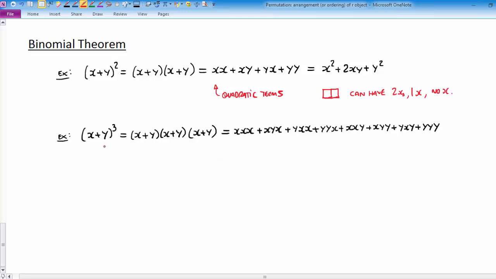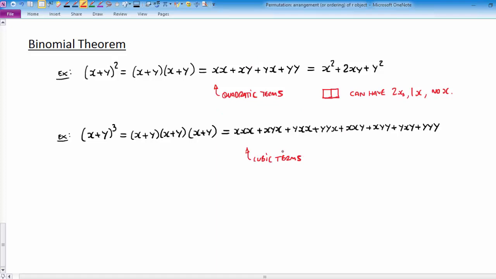Let's take a look at the cubic expansion here. Three factors of x plus y. And the first two can be obtained from the previous example. And we FOIL that previous expression with x times x plus y. So it will be that entire expression times x, and then plus that previous expression times y. So xx times x, xy times x, xy times x, and yy times x. And then the same expression again times y.